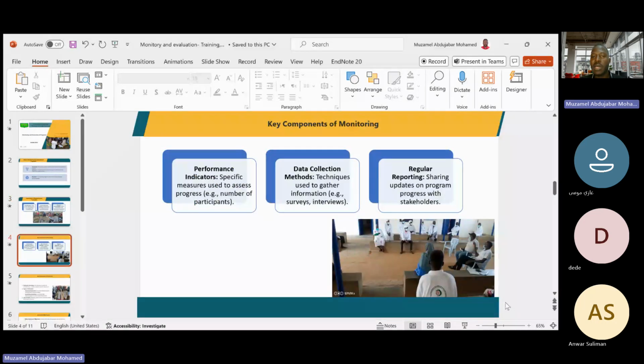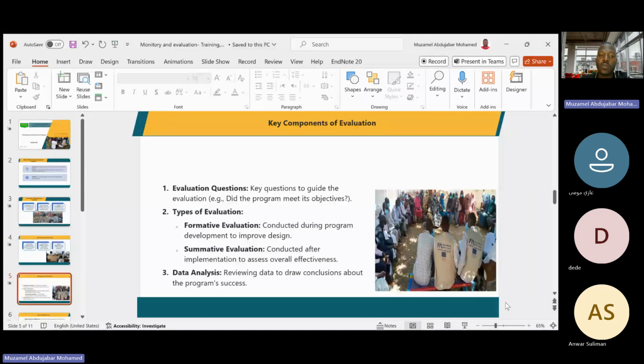Also, we are talking about the components of monitoring: performance indicators, data collection, and regular meetings. Also, we explained the components of evaluation, and we mentioned that the evaluation question is very important. Did these activities meet our objective or not? This is a very important question.